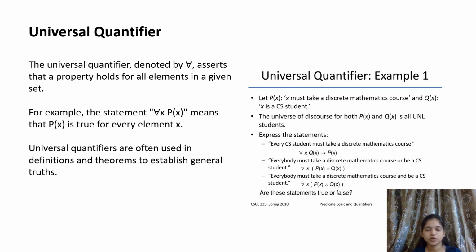Universal quantifiers are denoted by the symbol for all, which says that the property holds for all the elements in the given set. The for all x, p of x means p of x is true for every element x. Universal quantifiers are often used in definitions and theorems to establish general truths. Here is the example where let p of x be taken as discrete mathematics course, and q of x can be taken as x is a student. The universe of discourse for both p of x and q of x is the students.